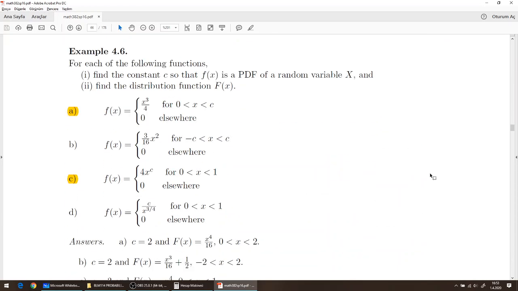Example 4.6. For each of the following functions, find the constant c so that f of x is a PDF of a random variable x, and find the distribution function, a cumulative distribution, uppercase F. Yes. Take a screenshot.